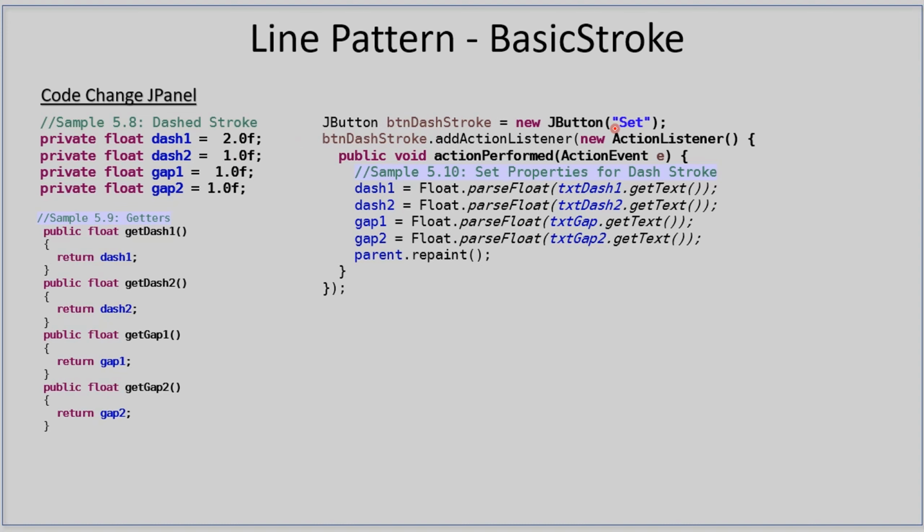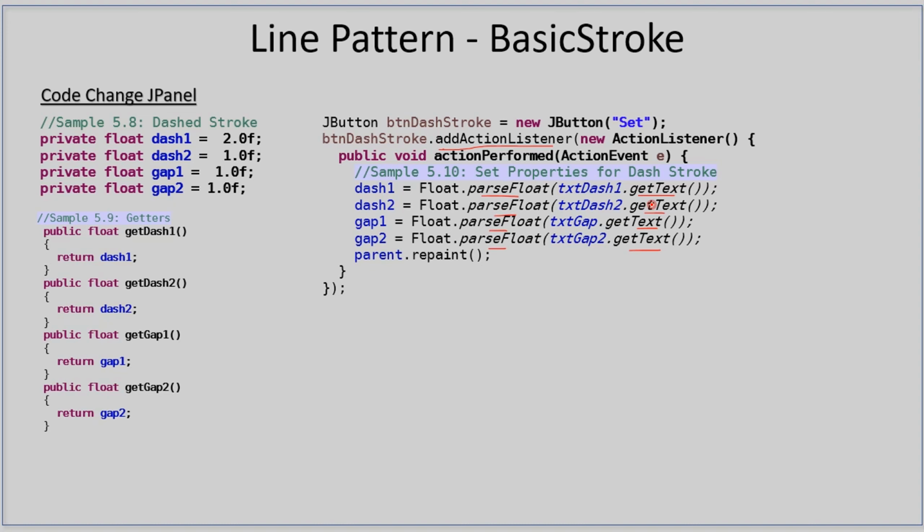Next, if you see, there is one more set button on the JPanel, right? We handle the click event using the addActionListener method, and inside the actionPerformed method we read all the 4 text fields and construct the float instance, making use of the parseFloat method.